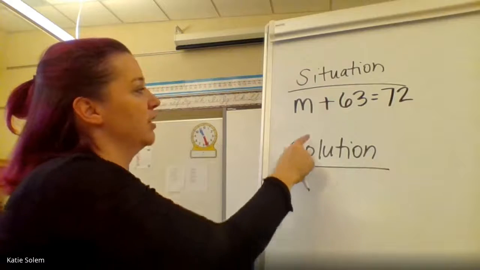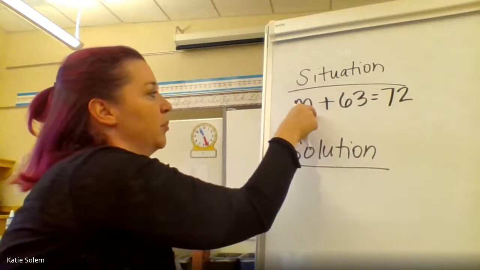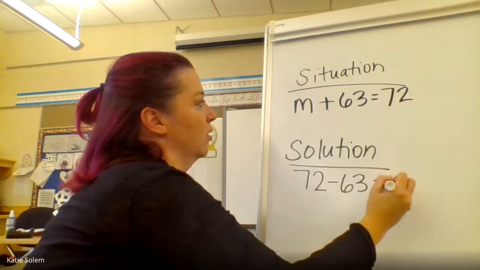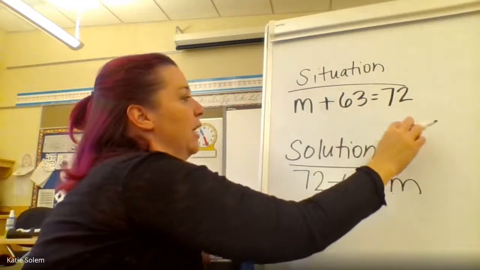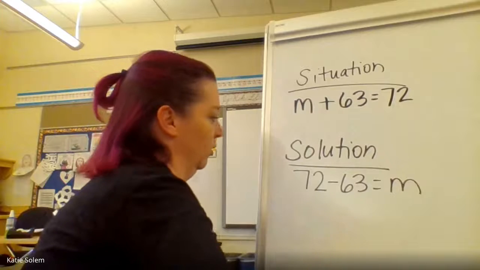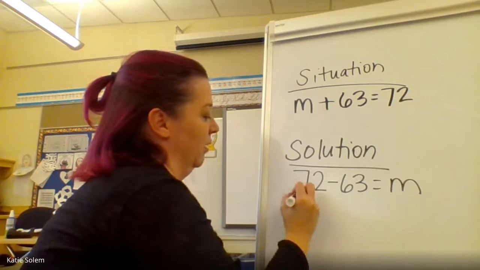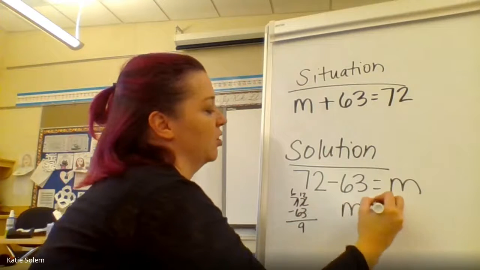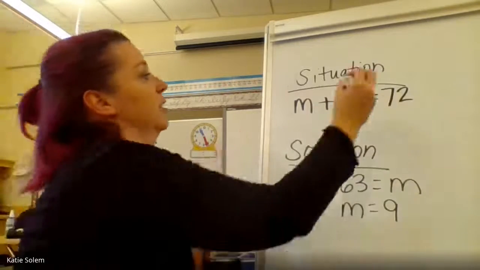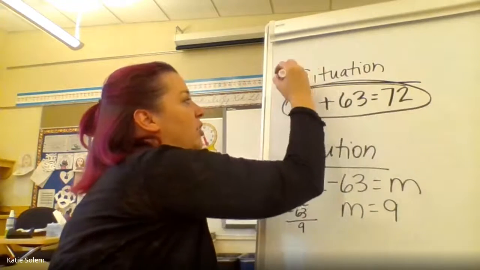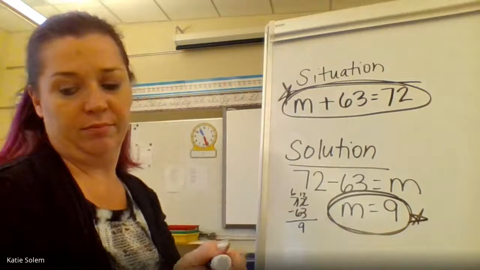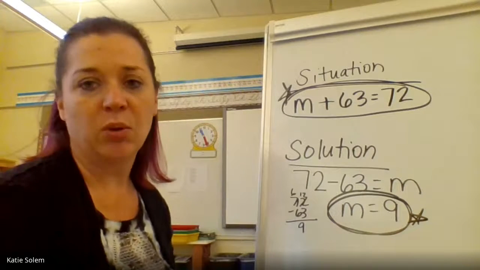So how would we solve this? What would our solution be to figure out what M is? Something plus 63 equals 72. Well, if we used subtraction, we could say, well, I know that 72 take away 63 is going to give me my answer. So if I solve that, I get an answer of 9. Now you should have this written down for number 1. You should write the situation equation, and you're going to need to write the solution. You need both of these things for number 1. Once you've done that, we'll go on to number 2.